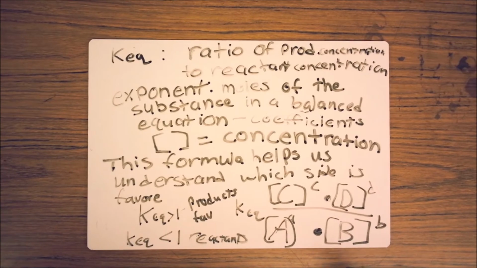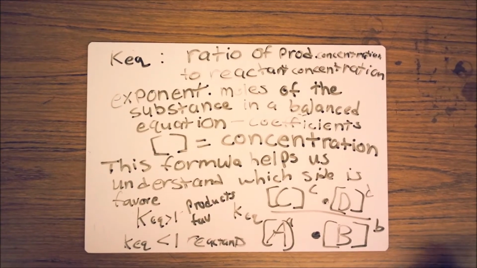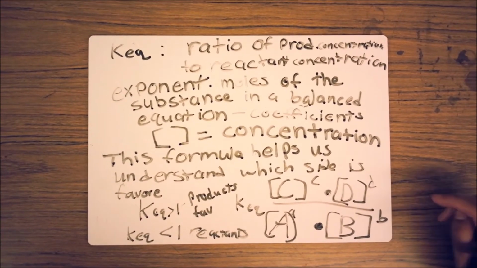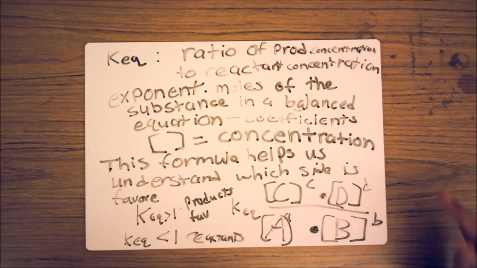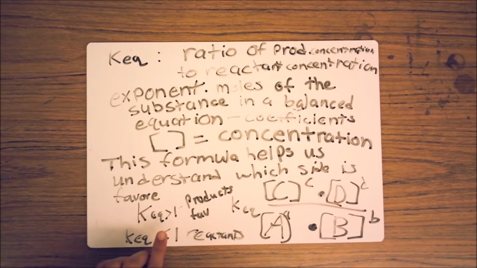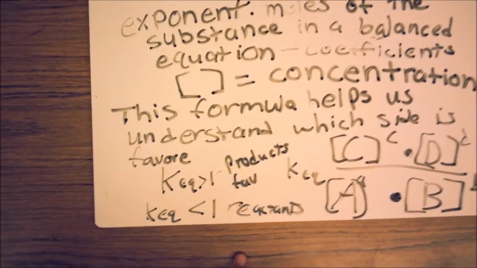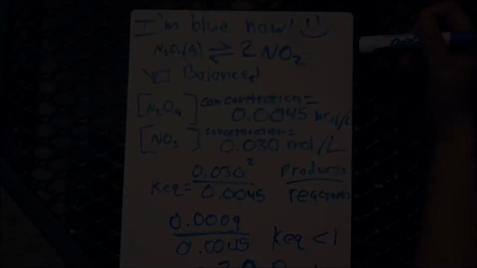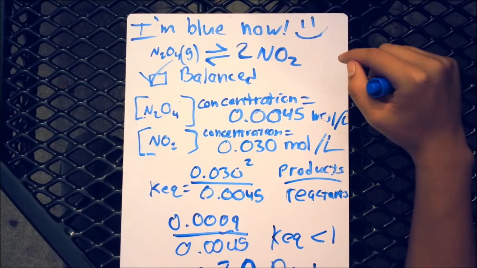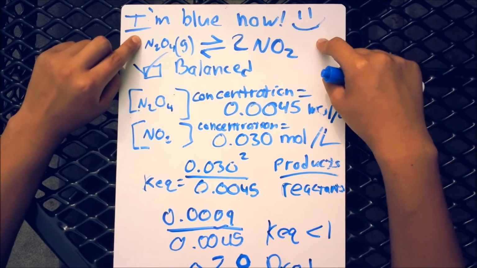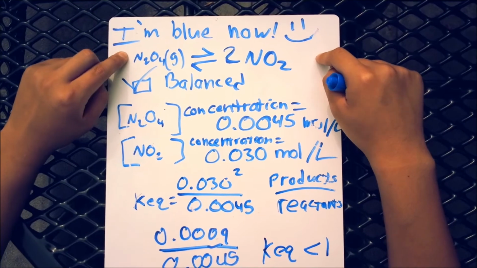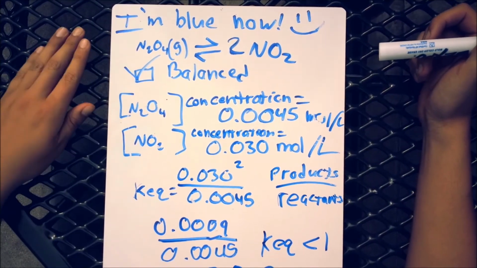And this formula helps us understand which side of the reaction is favored. If it is greater than 1, the products are favored. If it is less than 1, the reactants are favored. Before we start anything, we have to make sure this is balanced. And in this case, it is. So let's move on to determining the concentration.